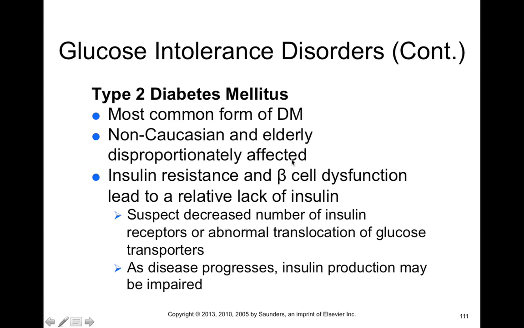So this insulin resistance can lead to high blood sugar, even though insulin's present, right? You can have insulin present, but you still have high blood sugar because your cells aren't responding to that insulin. Okay. Now we typically talk about type 2 diabetes as the one that's acquired in life, right?